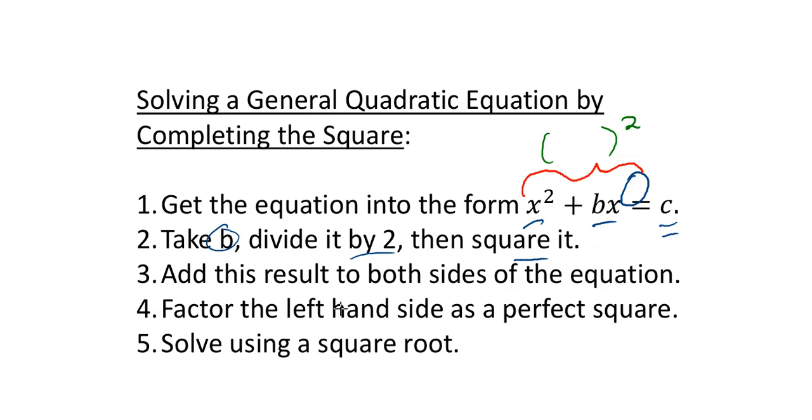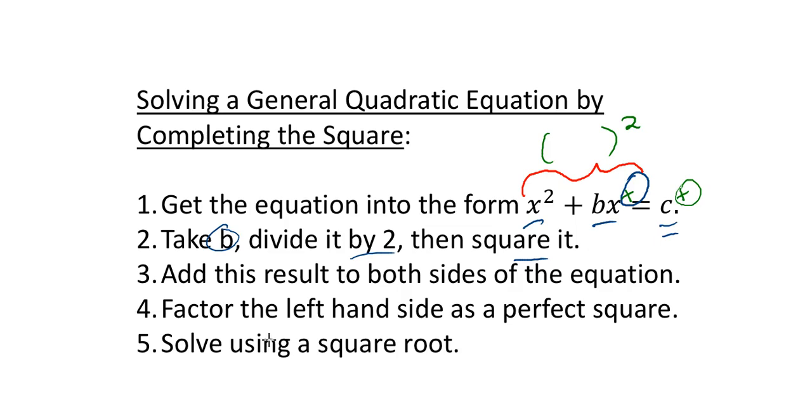All right, so step 2, follow this process: find b, divide it by 2, raise it to the second power, add this result to both sides of the equation, because if you're going to add it to the left-hand side, you have to also add it to the right-hand side. So whatever we're adding over here, we've got to add the same thing over here.